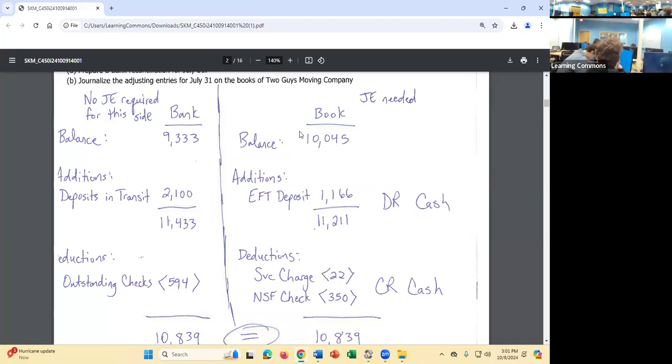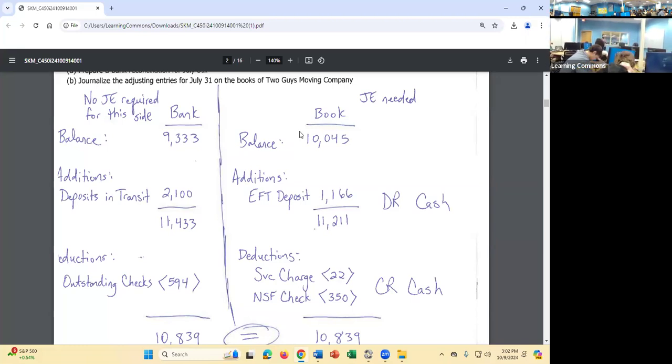Okay. EFT deposit. The bank collected a $1,166 account receivable. Where is that showing up currently? In the bank. It's going to be on the bank statement. So we need to put the adjustment where? On the books. And is it going to add or subtract? It's going to add. So there's our EFT deposit for $1,166. And then we've got outstanding checks of $594.